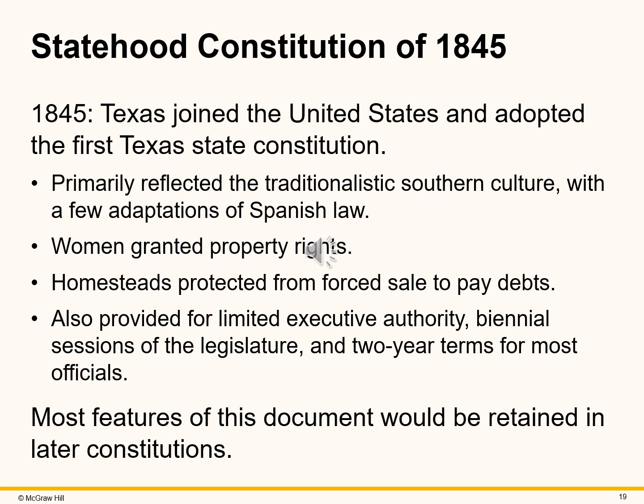Statehood Constitution of 1845. In 1845, Texas joined the United States and adopted the first Texas State Constitution. It primarily reflected the traditionalistic Southern culture with a few Spanish adaptations. Women were granted property rights, and homesteads were protected from forced sales to pay debts. It also provided for limited executive authority, biennial sessions of the legislature, and two-year terms for most elected officials. Most features of this document would be retained for later constitutions.